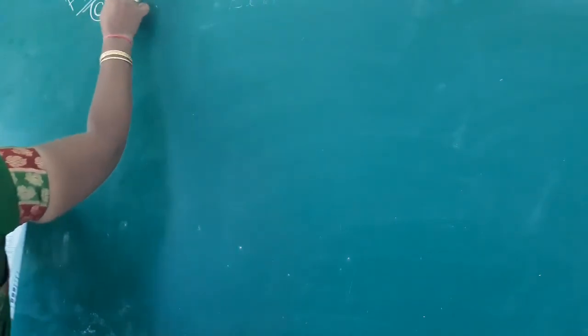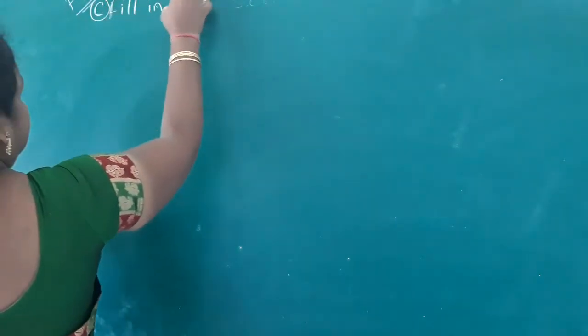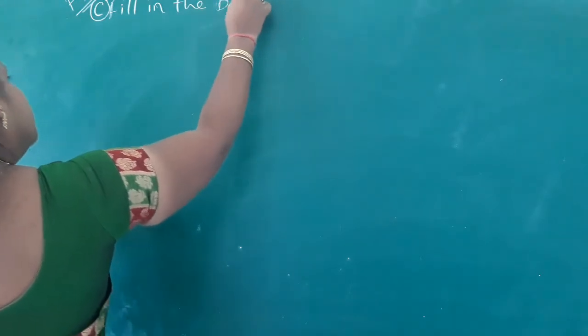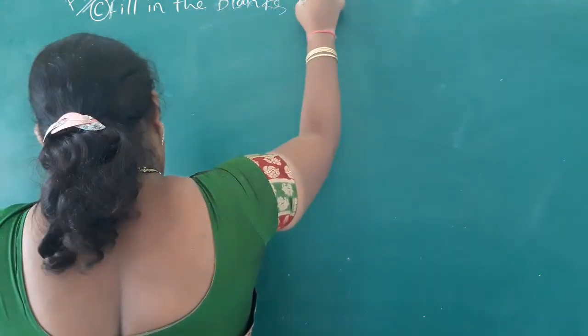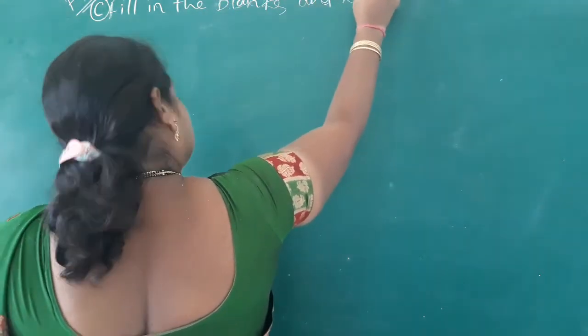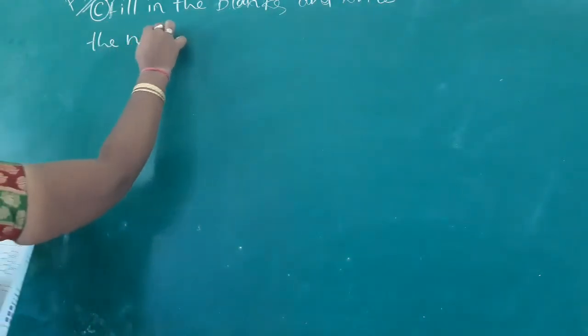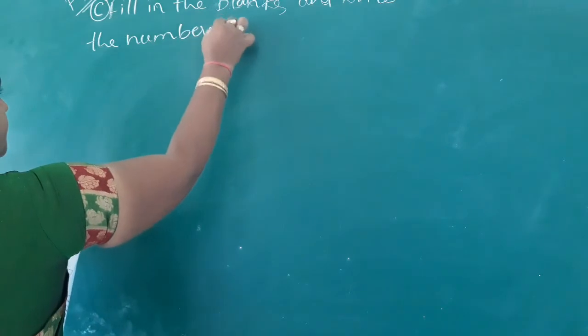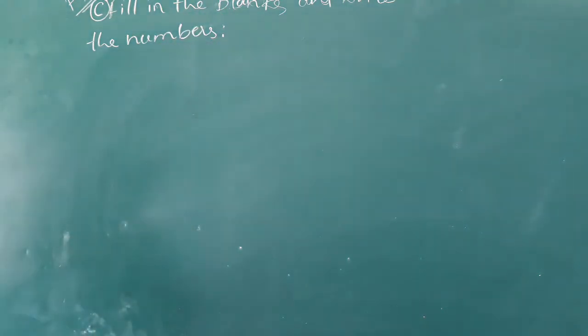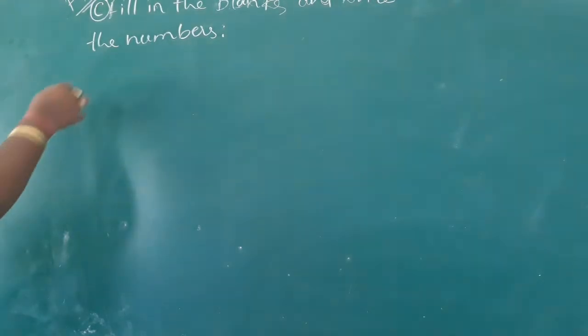They have given number names and they are asking us to write the number. Fill in the blanks and write the numbers. See the first one: 409. First question.